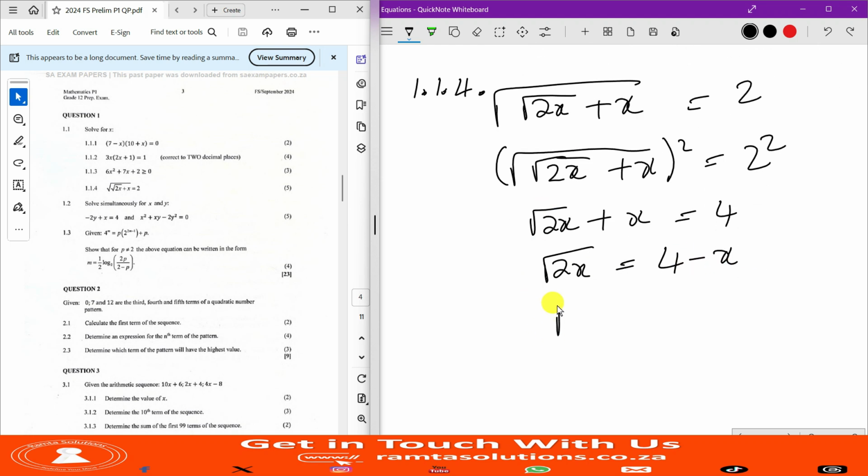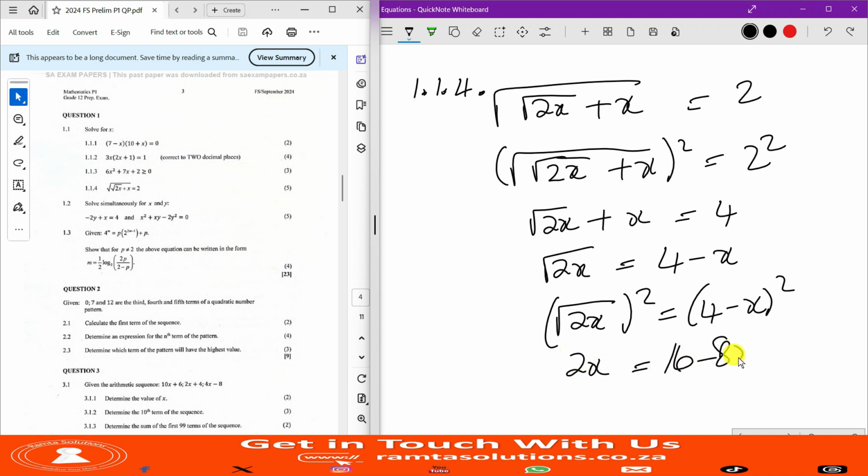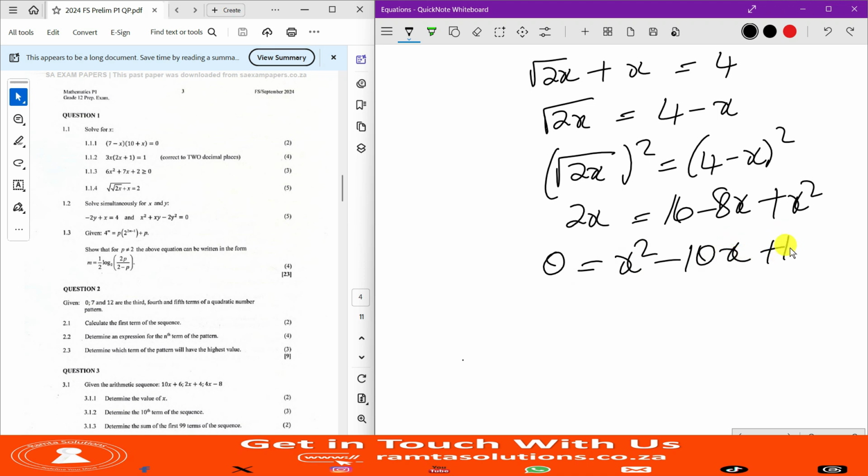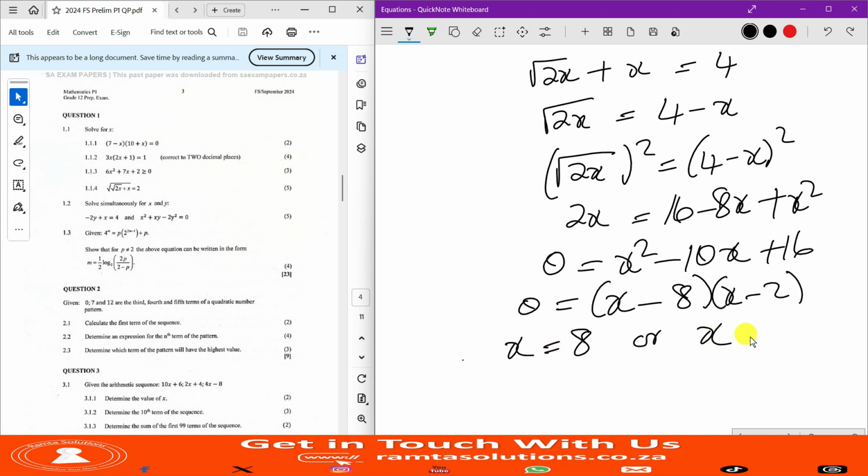Then again, we square this. Then we have 2x equals 16 minus 8x plus x squared. Now let me put it like this: 0 equals x squared minus 10x plus 16. Further, we can factorize by saying this is x minus 8 and then x minus 2. So x equals 8 or x equals 2.